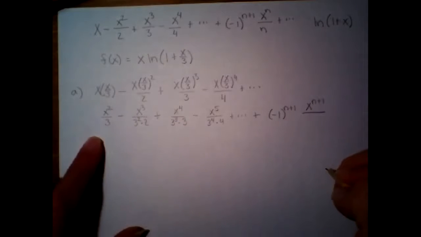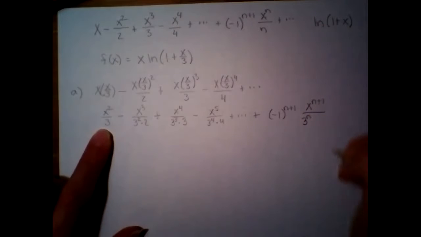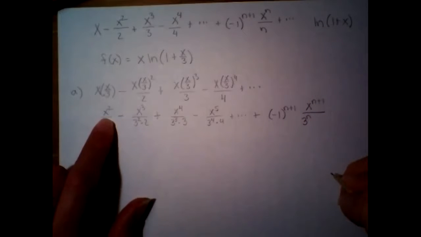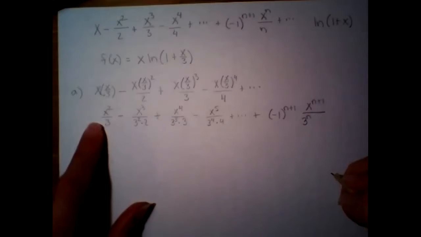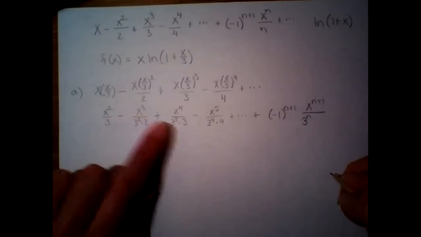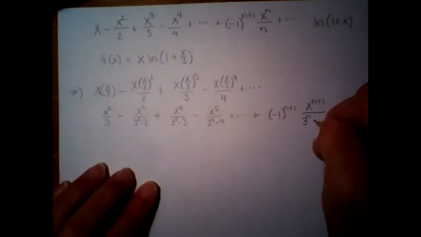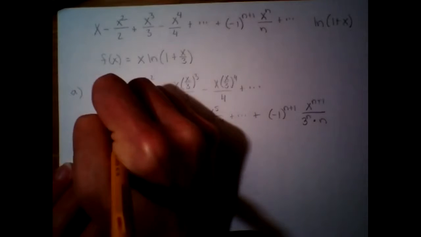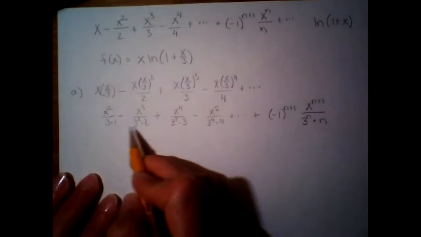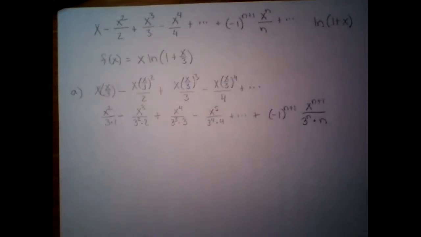And then in the denominator, we have 3 to the nth. This is 3 to the first, 3 to the second, 3 to the third. So for the first term, it's 1, second term, it's 2, third term, it's 3. So 3 to the nth, and then times n. This would be times 1 if you want to put a 1 there. So 1, 2, 3, 4, it's times n, the nth term.